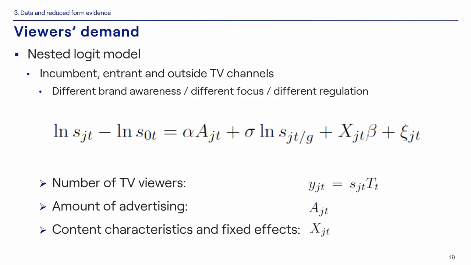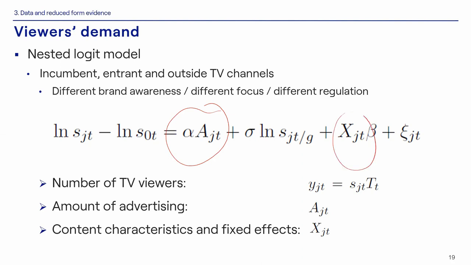So we have a typical nested logit demand. As you can see, the characteristic of this demand function is that there is no price, because you are watching for free, and the price is in fact the effect of advertising. Okay, and one of the outcomes of the econometric analysis would be to know whether alpha is going to be positive or negative, and with negative alpha, we will identify the existence of negative externality.